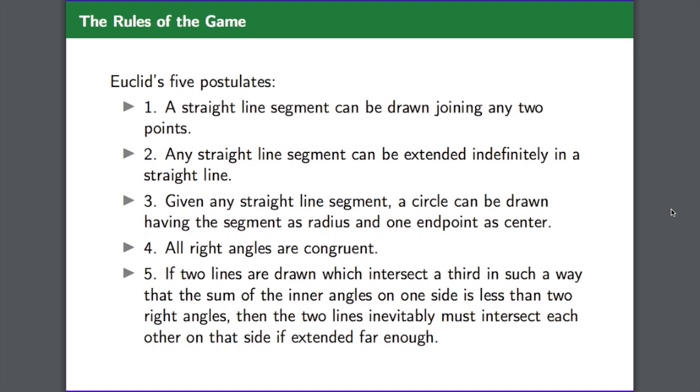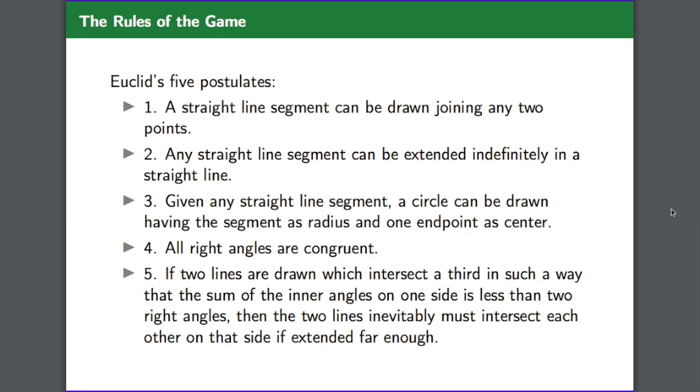In Elements, Euclid lays out 5 postulates. These are basically just truths that are commonly understood to be true. Can't really prove them, but they're true. The first is that you can draw a straight line segment through any 2 points. Nothing new. If you give me 2 points, I can draw a line through them. The second is that you can extend any line segment indefinitely. So if we have a line segment, we can use our straight edge to extend it one way or the other way, both ways, however far we want.